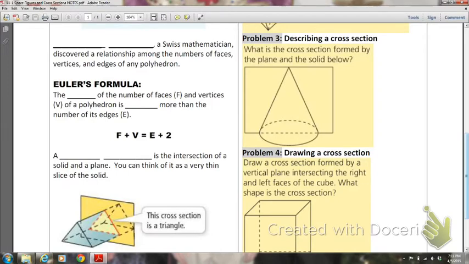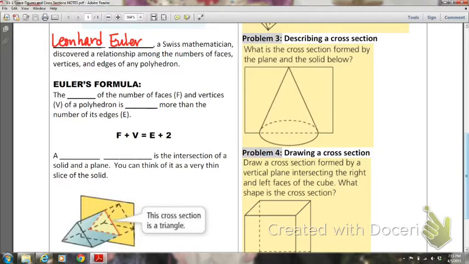There's a Swiss mathematician called Leonhard Euler. Let's spell his name. Leonhard. Leonhard Euler. Euler. And he discovered a relationship among the number of faces, vertices, and edges of any polyhedron. So this is called Euler's formula.